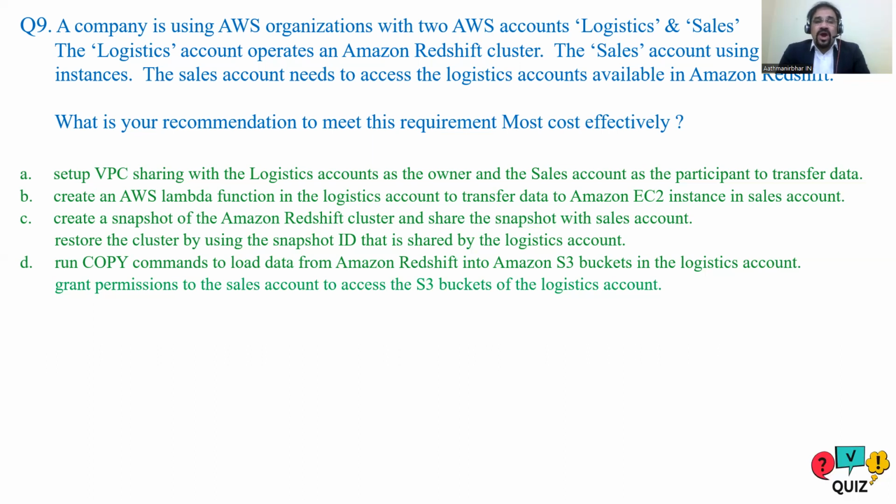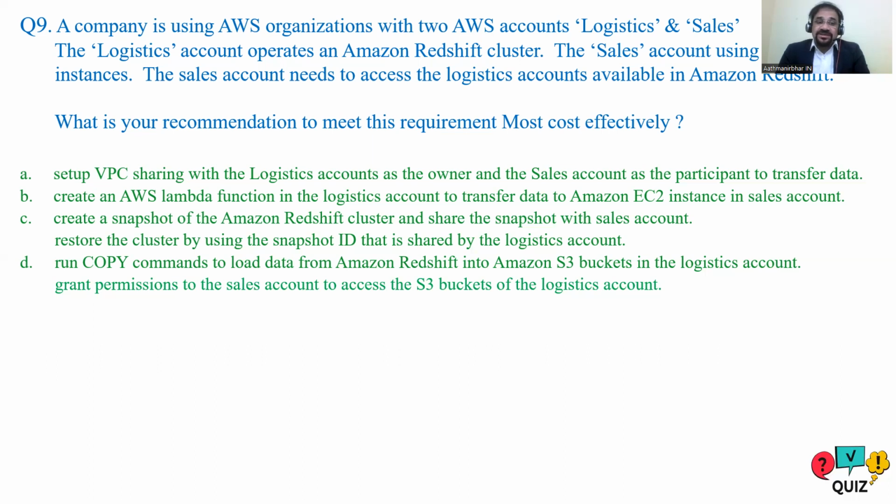So it should be either option A or option B. In case of option A, it is the most cost effective because you simply set up a VPC that shares, with the logistic account as the owner, and the sales account as the participant to transfer the data between themselves. This is the most cost effective compared to option B.